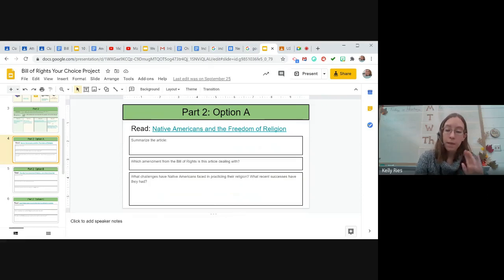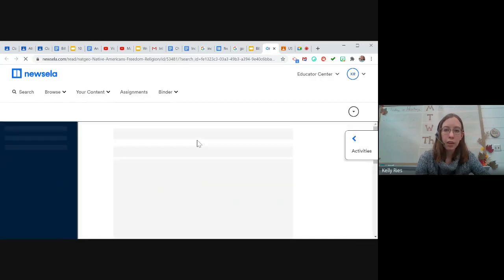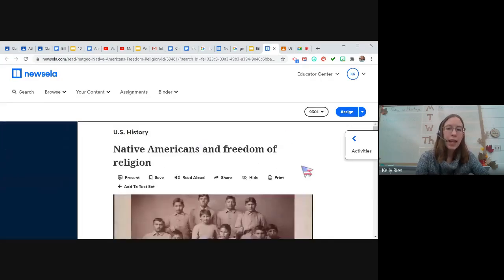What you are going to do, if this is the option you choose, is click on the article. Newsela might ask you to make an account. If so, just log on through Google, through your school's Google account. You do not need to sign up for a class in order to read the articles.